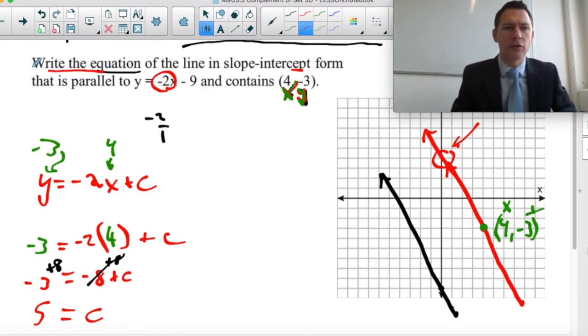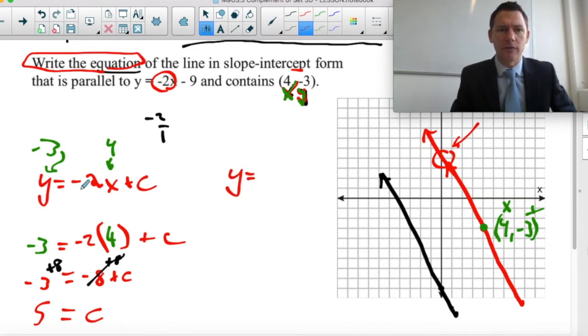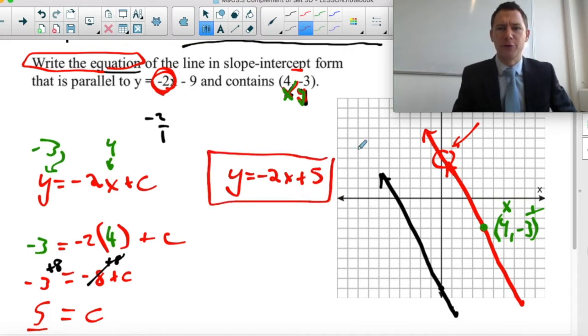So in the end, we want to write the equation. Don't be a chump and just leave it like that. So this becomes y equals the slope that we want, parallel, so the same slope as the original, -2x, and this is the y-intercept, plus 5. Cool? Done. All right.